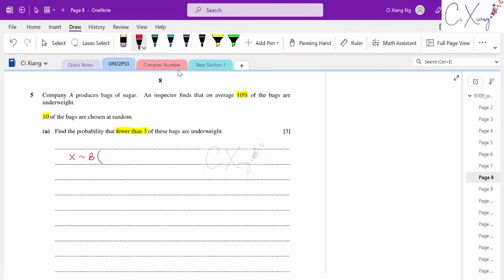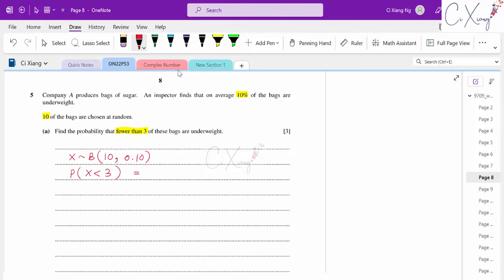What is the n? So n will be 10 here. And then what is the probability or the proportion of the bags which are underweight? It will be 10%. When we write it into the parameter, it should be a proportion, which is 0.10. And to calculate the probability, they want us to get the probability that the number of bags is fewer than 3. So I write x smaller than 3, not including 3.